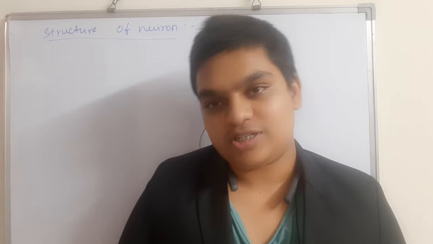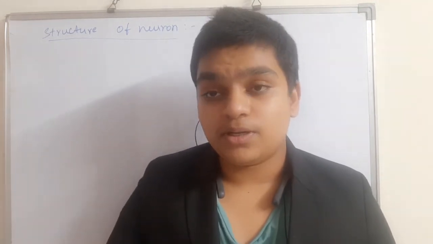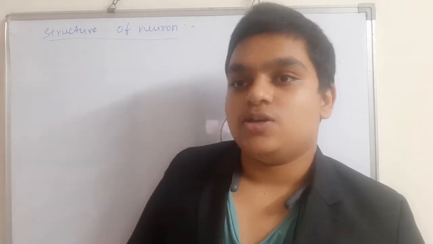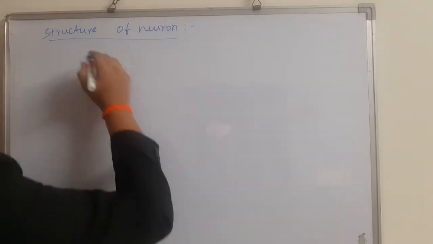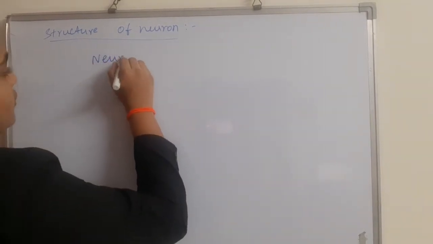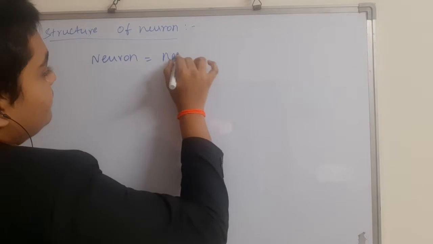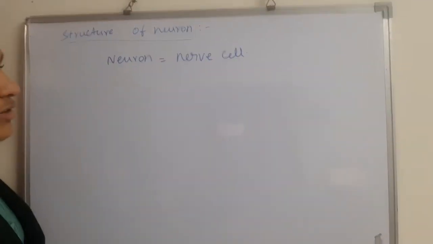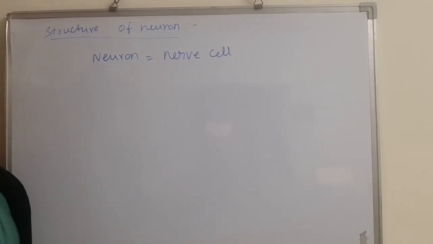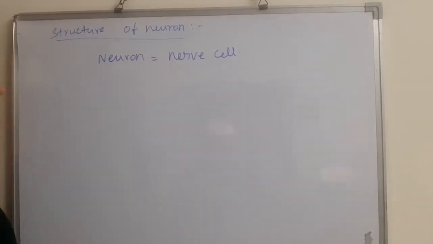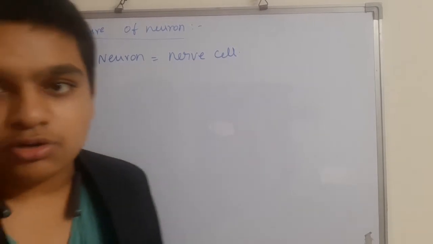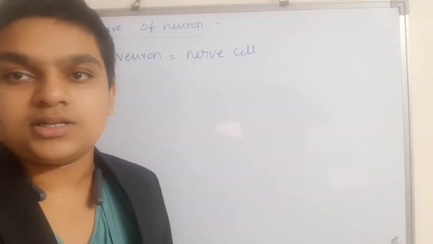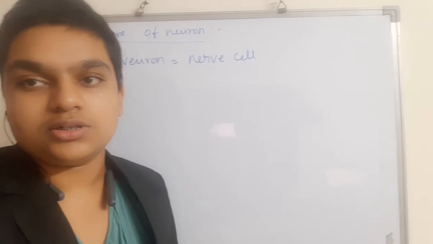Neuron is just a nerve cell. Nerve fiber is a group of nerve cells. Neuron is nothing but a nerve cell. Simply write neuron equal to nerve cell. The other name for the nerve cell is neuron. Now we have to see the basic parts of this neuron.